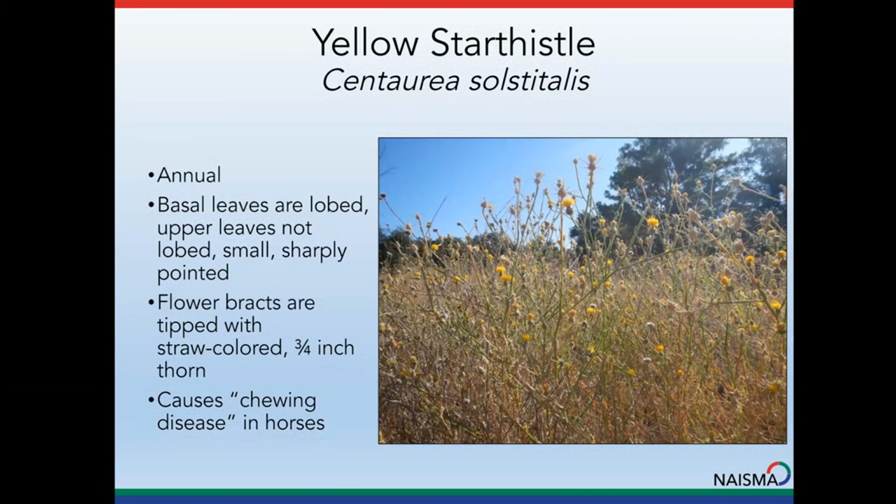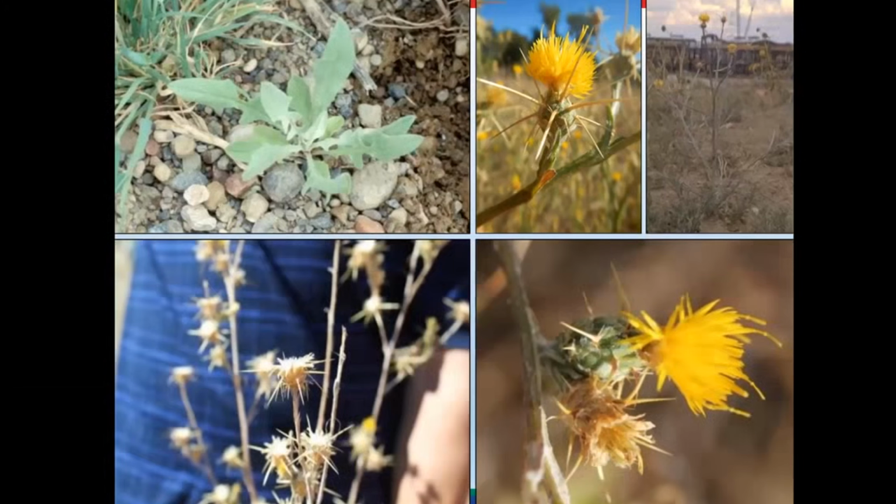And once again, yellow star thistle can cause chewing disease in horses, which is a disease that disrupts the neurological platform, and basically they forget how to eat, and animals actually starve to death in that fashion. Very challenging species to deal with. You can see the much branched frosty colored leaves, much like a dandelion, the bright yellow petal tuft subtended by thorn bracts, the really reduced leaves on the stem, and of course those thorns.